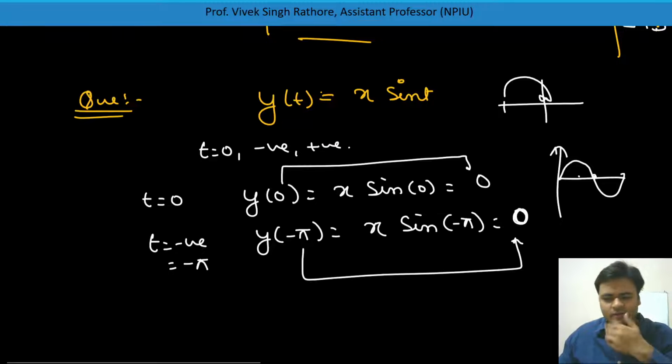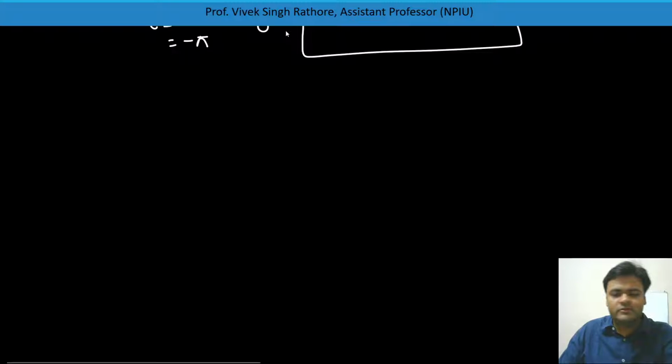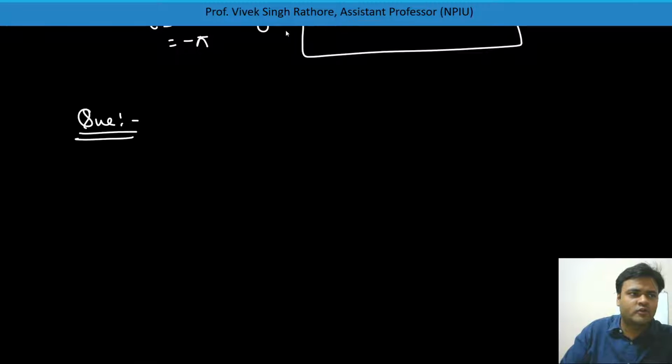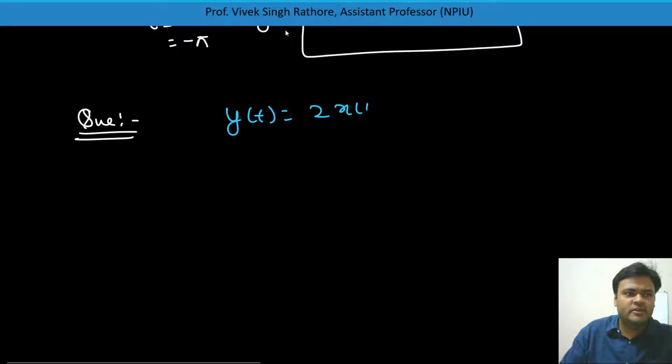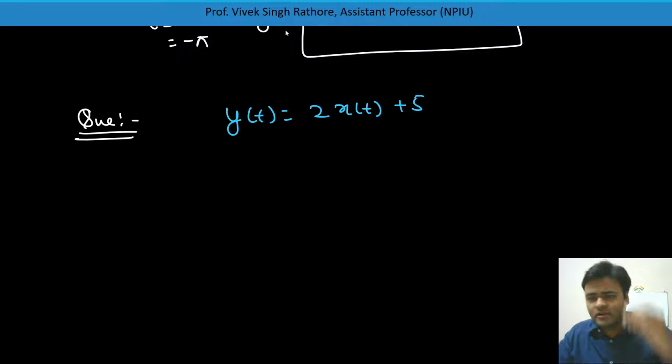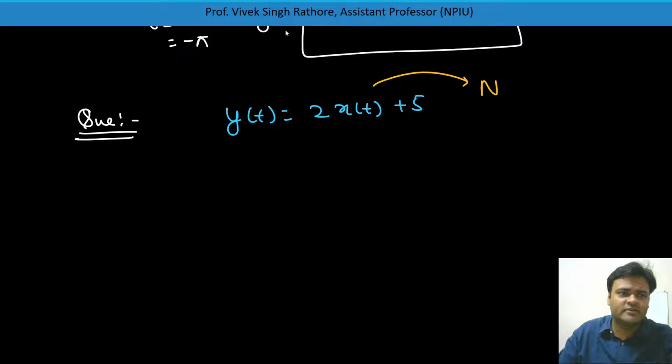Now we'll see some more questions, because we have seen many questions in linear and non-linear also, so that you can be confident in solving this type of question. Let's suppose y(t) is equal to 2x(t) plus 5. This type of question we have seen earlier, and you must remember that this type of system is non-linear. But this is a time invariant system, because there is no operation on time t. Now is it causal or non-causal?